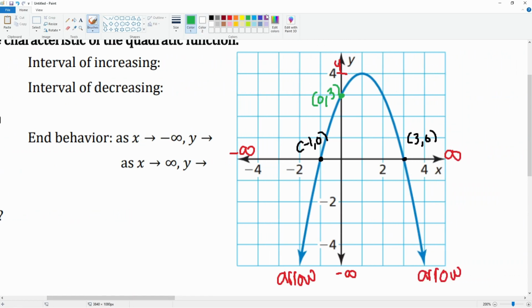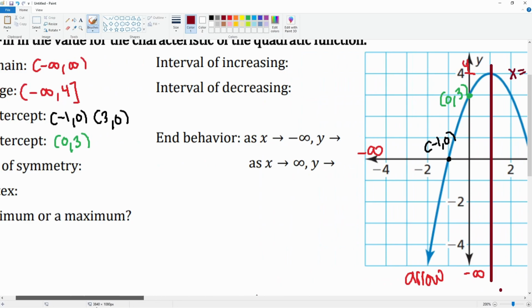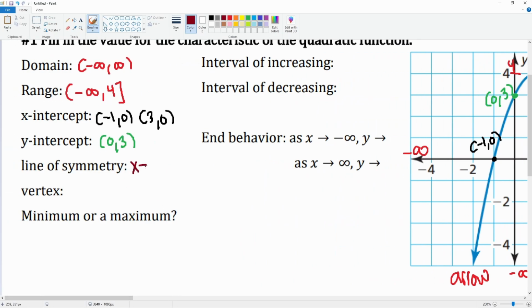It is the point in which the graph is cut in half, and where it's cut in half looks like it's right here. And then we can say that x is equal to 1 would be the equation of the line of symmetry.